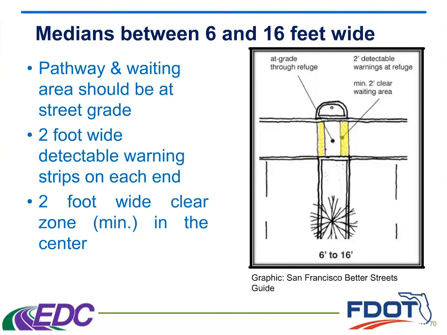I believe I have the answer to the median nose question up the slide. It looks like it's about 6 feet. If we have a median width that is 6 feet or more, we use truncated dome pads because the dome pads are 2 feet wide and we require a 2-foot landing area between the two. Any narrower than that, we do not use the dome pads in the median. Is that correct?